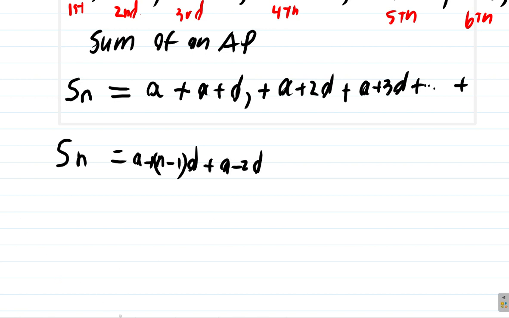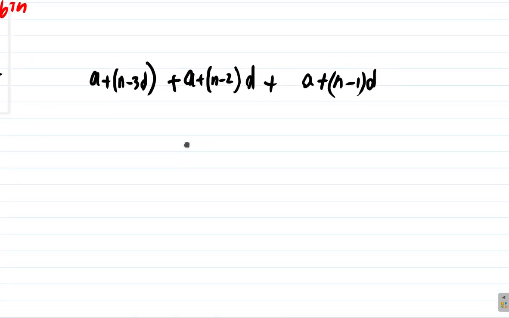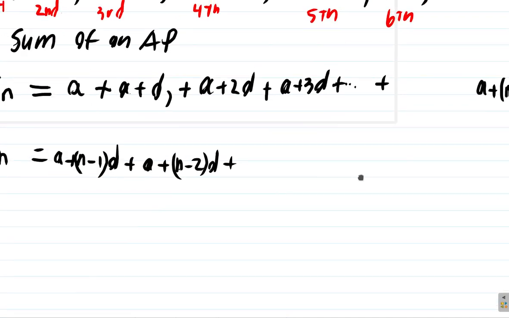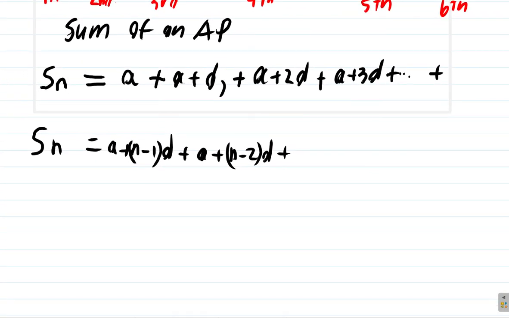Oh no. Let me rewrite that. It's a plus n minus 2d. I was mixed up a while ago. Plus. What was the third to last term? It would be a plus n minus 3d. So it's a plus n minus 3d. Alright?